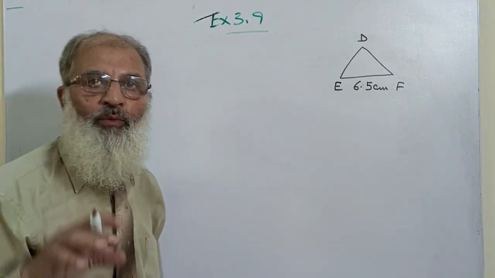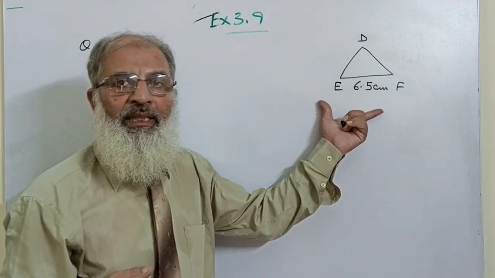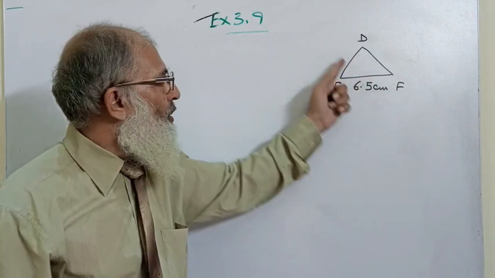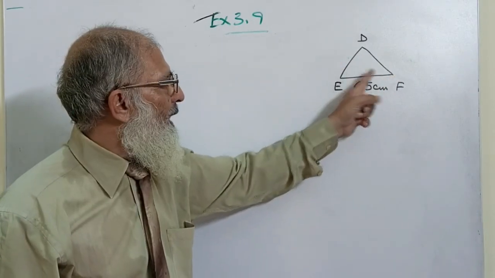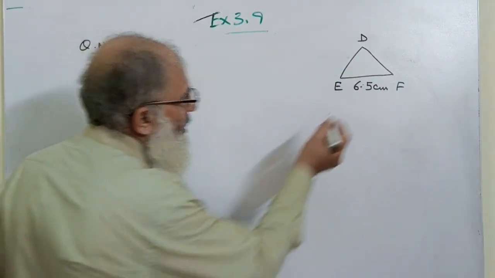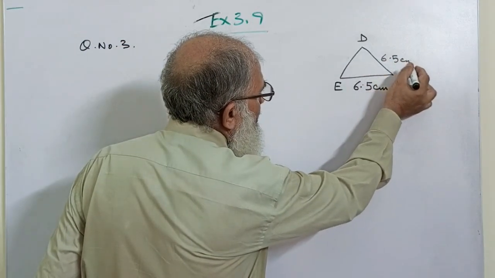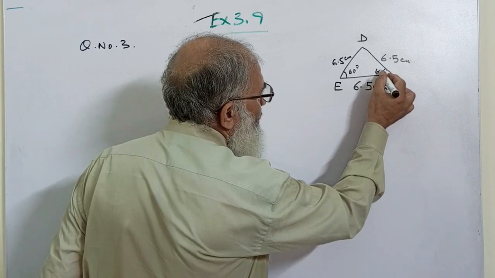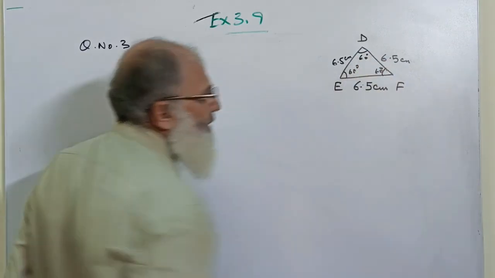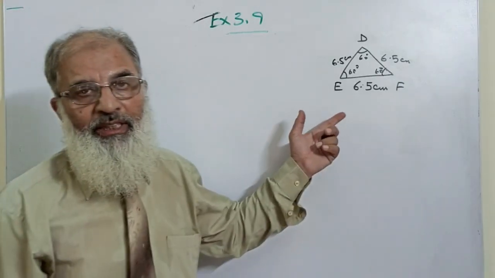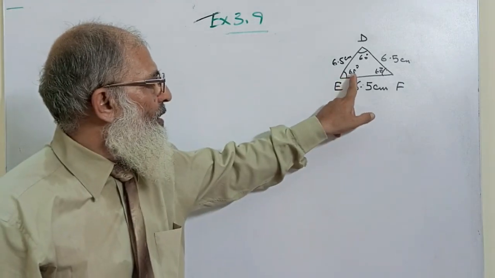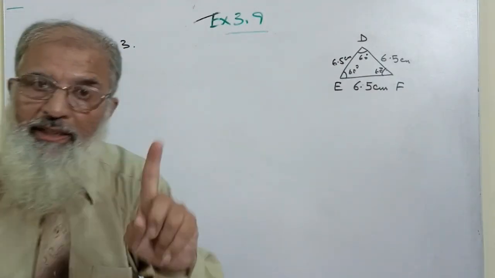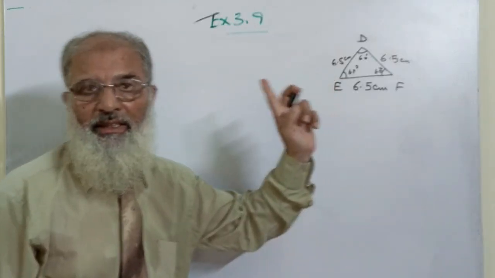And I told you what an equilateral triangle is. An equilateral triangle is that triangle in which all the sides are equal in length and all the angles are equal in degrees. If this is 6.5, this will also be 6.5, and this will also be 6.5. The equilateral triangle is the only triangle in which each angle is 60 degrees.